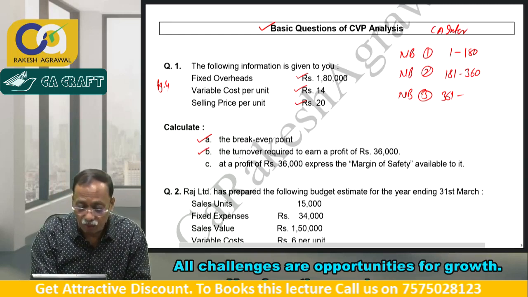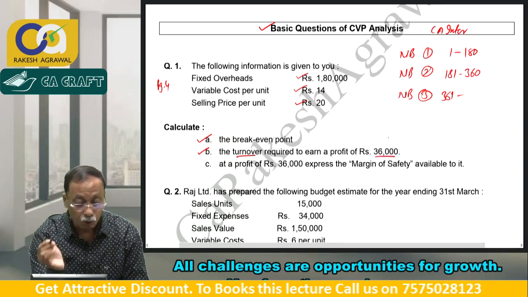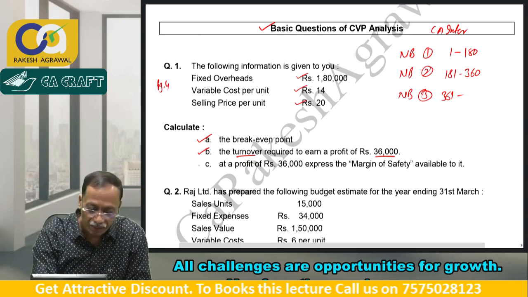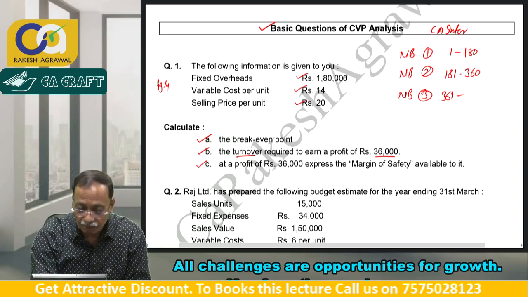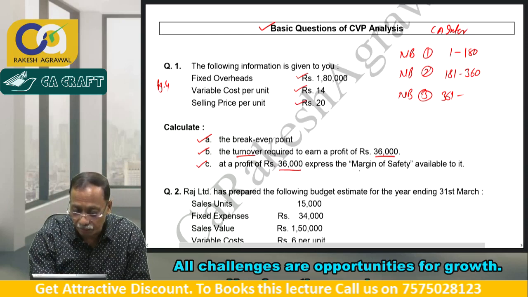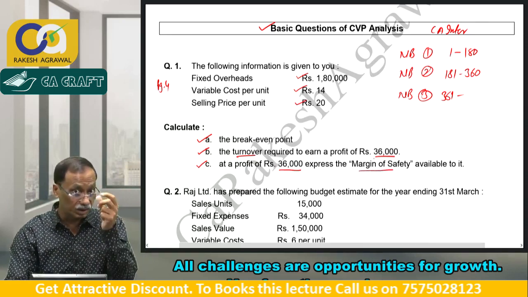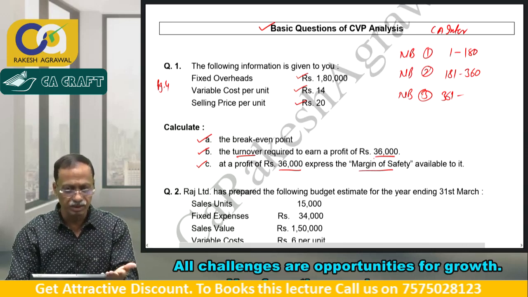Then turnover required, turnover means sales required to earn a profit of 36,000. To generate a desired profit of 36,000, what is the turnover required? And third question is, at a profit of 36,000, express the margin of safety available. Means if you are generating a profit of 36,000, what is the safety margin available to you? It's a very simple question.